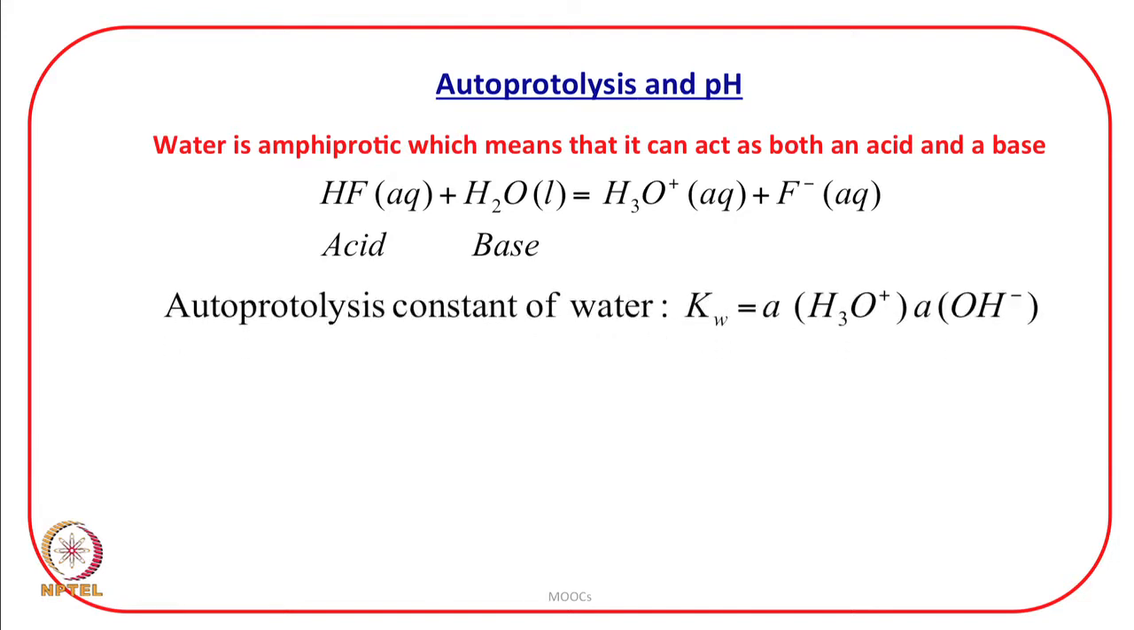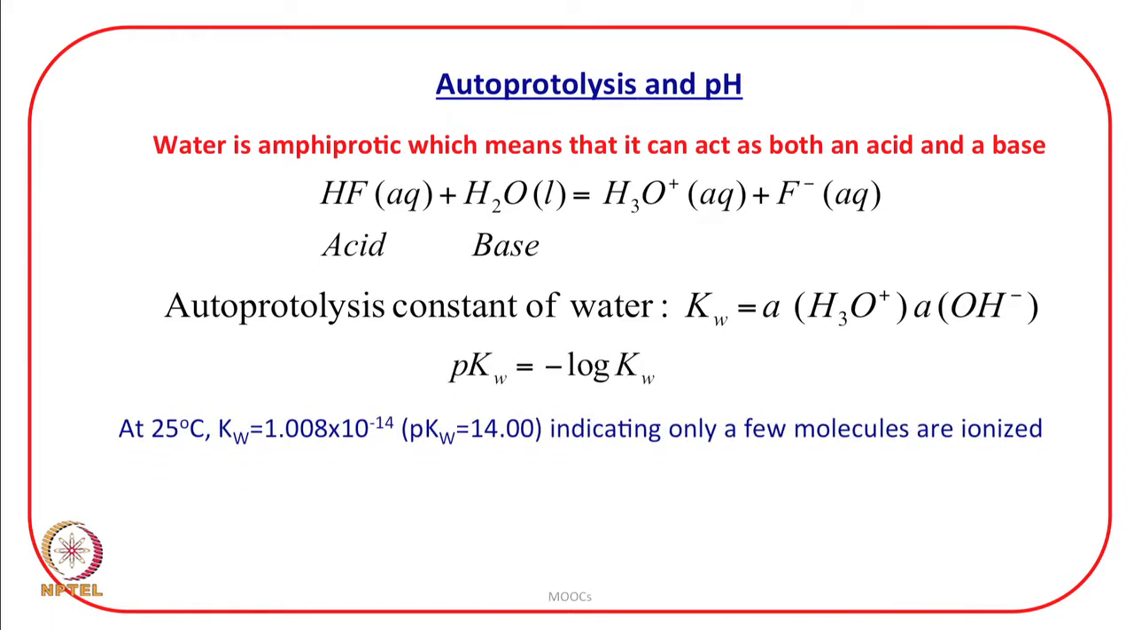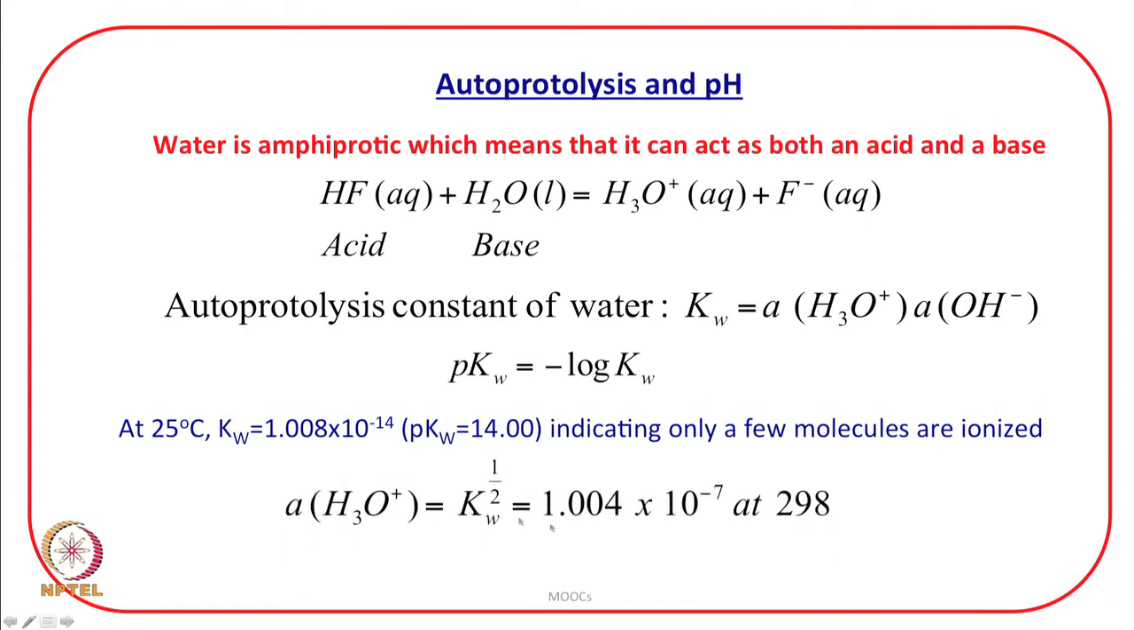acid and a base. We also introduced the autoprotolysis constant of water and discussed that pKw for water at 25 degrees centigrade is 14. And we also showed that the activity of hydronium ion at 25 degrees centigrade is given by the square root of the autoprotolysis constant of water, which comes out to 1.004 into 10 raised to the power minus 7 at 298 Kelvin.